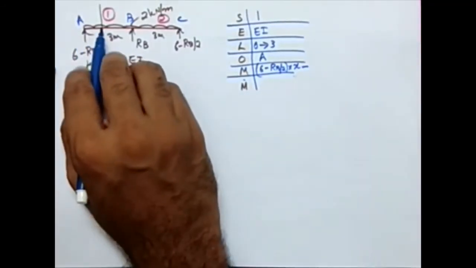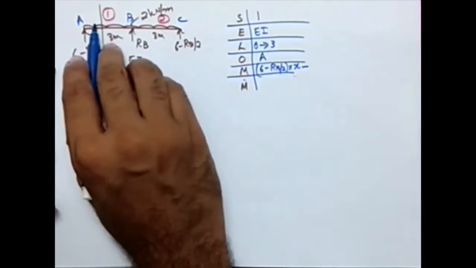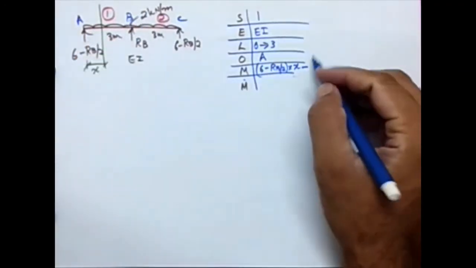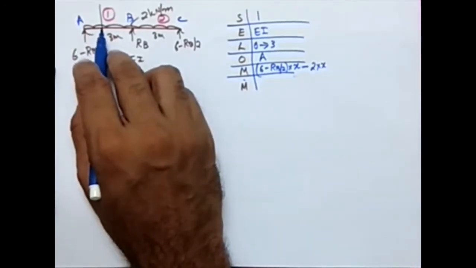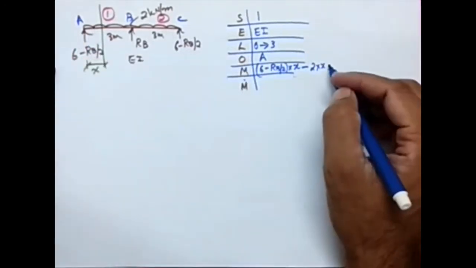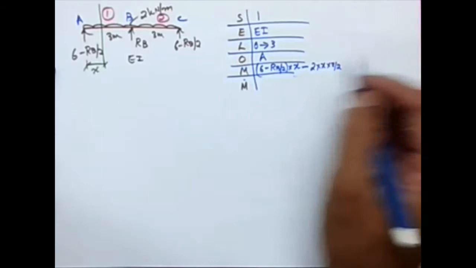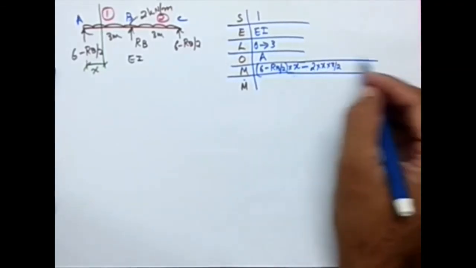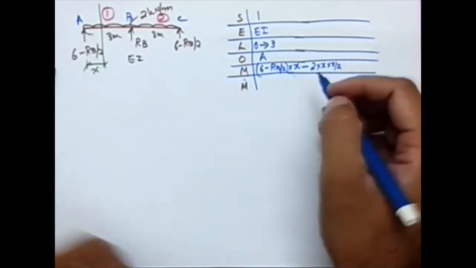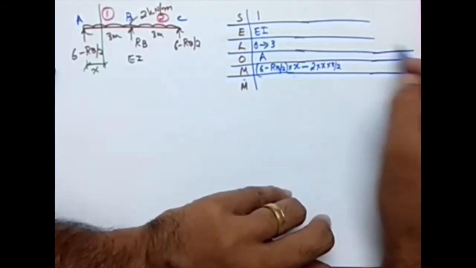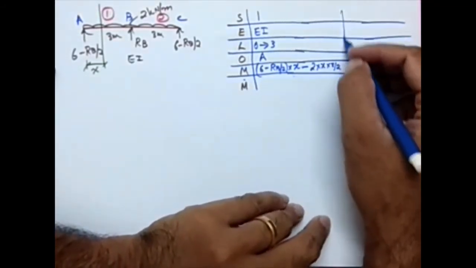Minus the effect of UDL. The magnitude is 2 for a distance of x, so the force is 2x. And what about the lever arm? It will be acting at the center, which is x by 2. So I got the first set of values for segment 1.